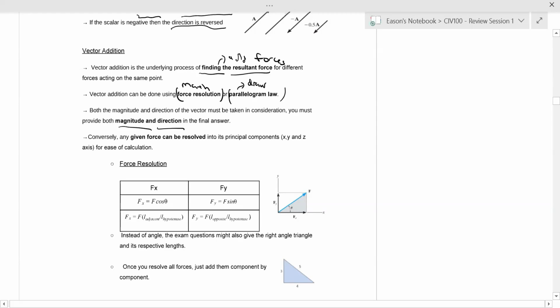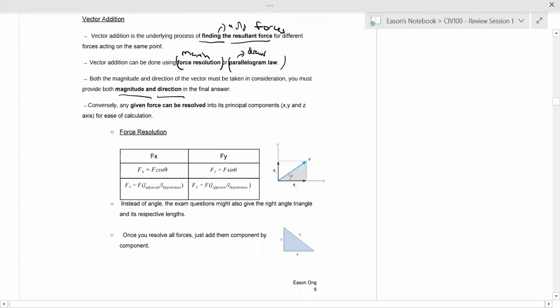So conversely, if you use the same analogy, you know that a force can also be resolved into its principal components, right? What it means is that if I give you a force, you should be able to tell me what are the components that make it up.